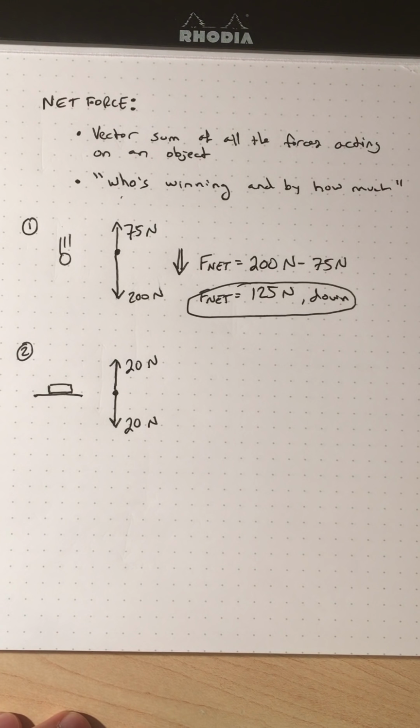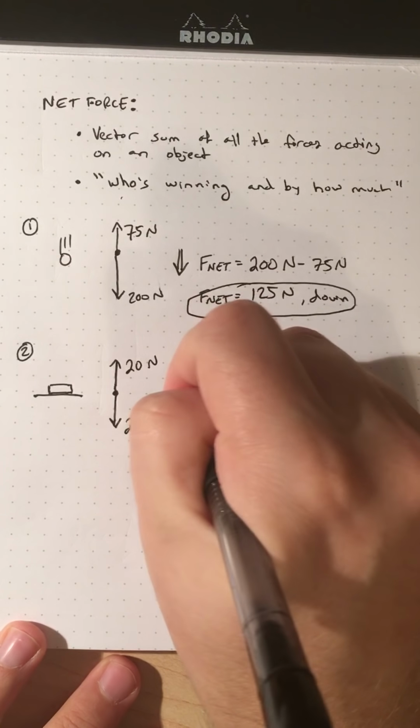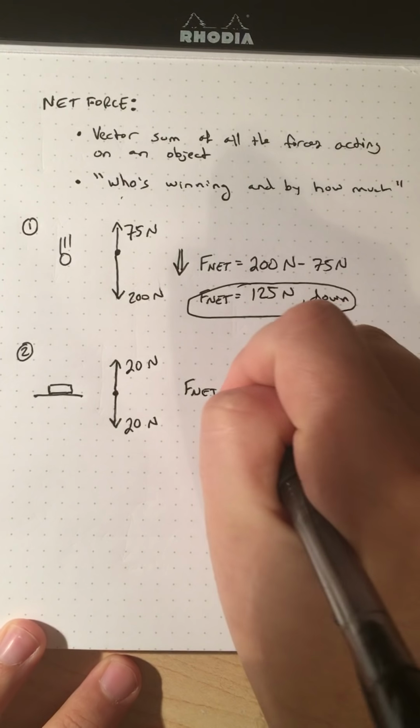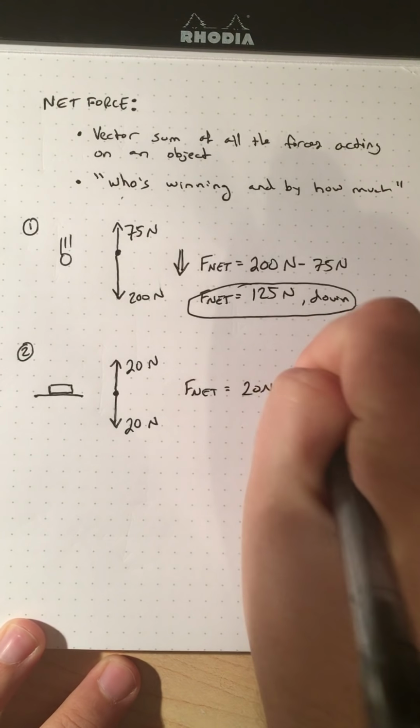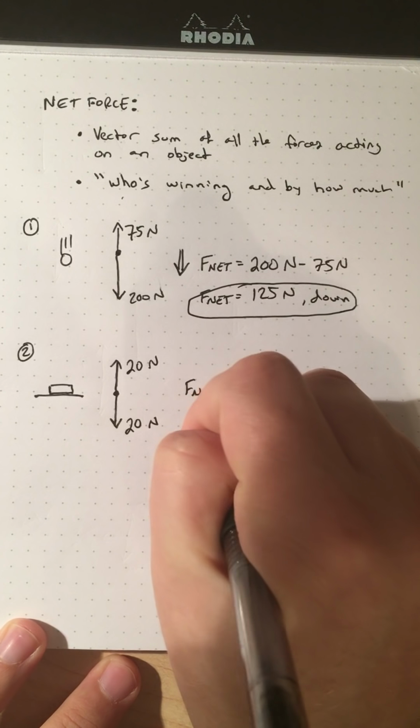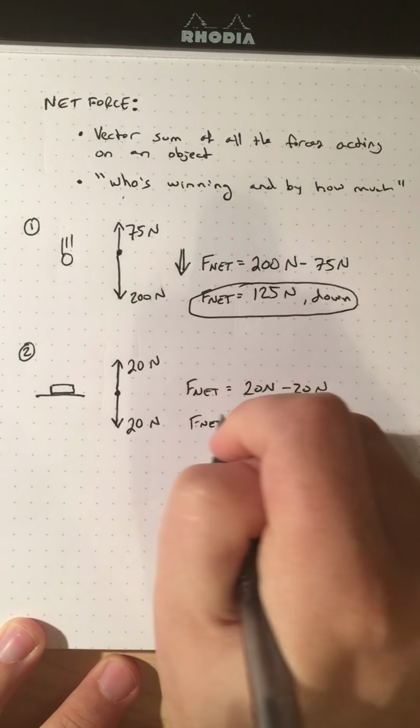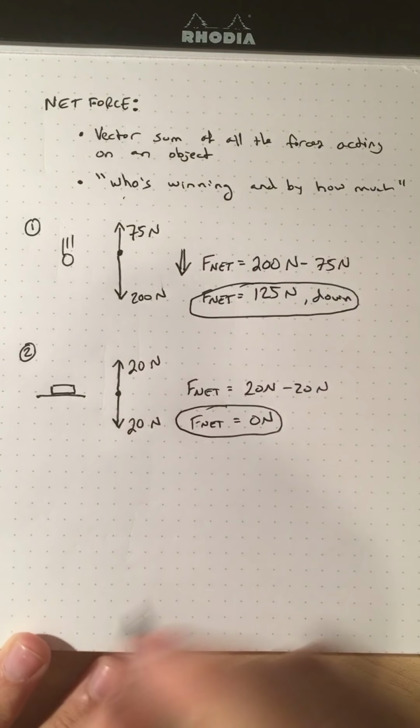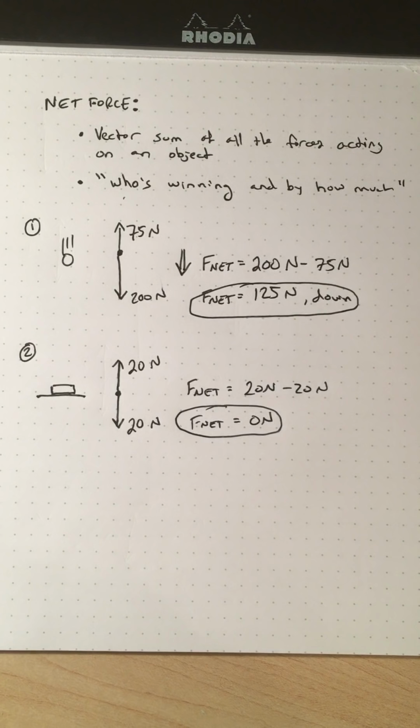Well, who's winning and by how much? It's a tie, which means that the net force is probably 20 newtons minus 20 newtons. The net force is 0. Whenever the net force is 0, you don't need a direction because 0 doesn't have a direction. 0 is just 0.